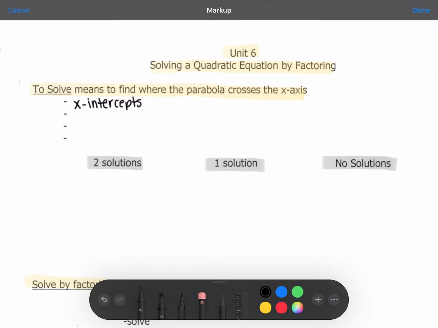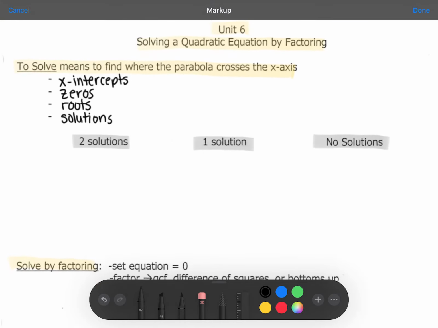So of course it means to find where the parabola crosses the x-axis. Those could be called x-intercepts. Those could be called zeros. They could be called roots and solutions. So you just have to look at the problem carefully and see what keyword they're using. They may say find the roots, and that just means you're figuring out where it's crossing the x-axis, what those x-intercepts are.